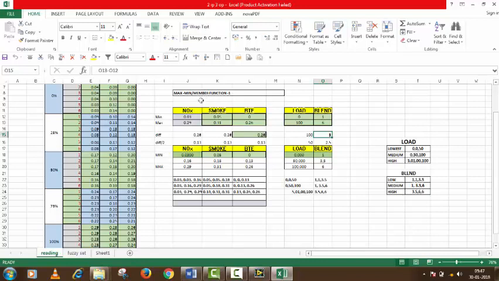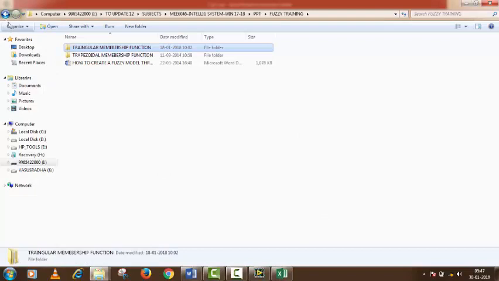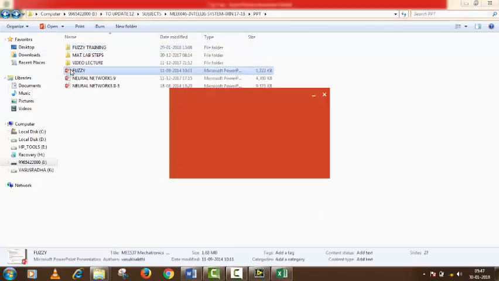As I already said, we have so many membership functions: triangle membership function, trapezoid membership function, Gaussian membership function. Here we are going to make an attempt with the triangular membership function. That means we have 3 points, 3 values, as already explained in the class. Just a minute, I'm going to the triangle membership function.